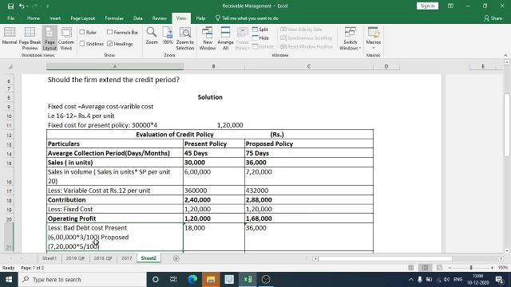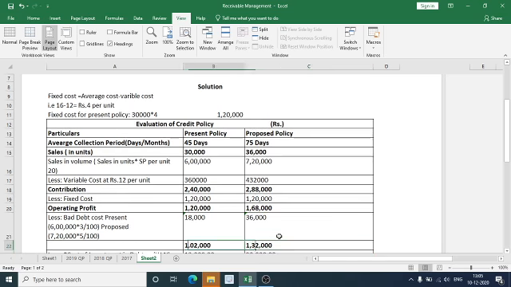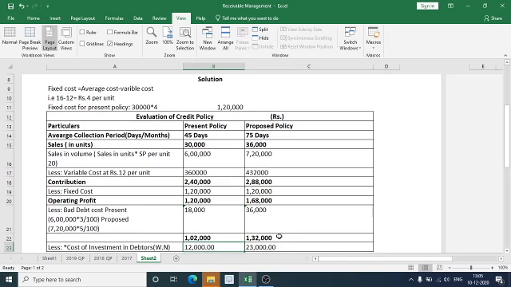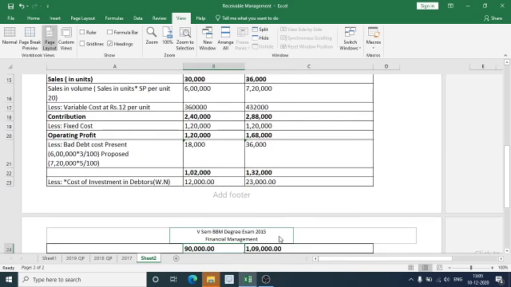If you apply 3% on 6 lakh, the present policy sales, 18,000 is the bad debt cost, which you will not recover. Similarly, for the proposed policy it is 36,000. If you deduct that, it will be 1 lakh 2,000 and 1 lakh 32,000. Next, cost of investment in debtors. There is a calculation for 12,000 and 23,000.